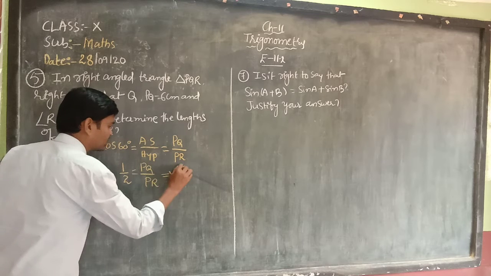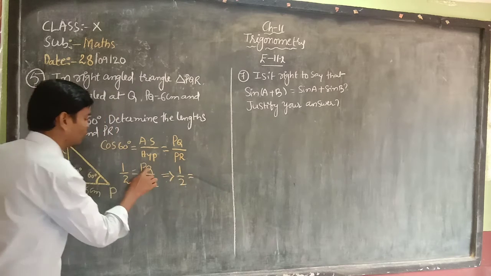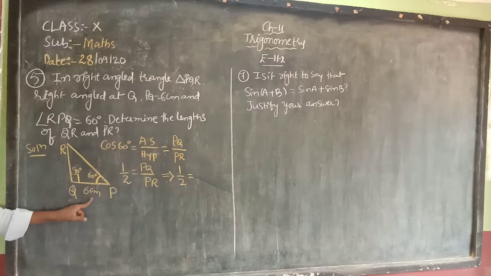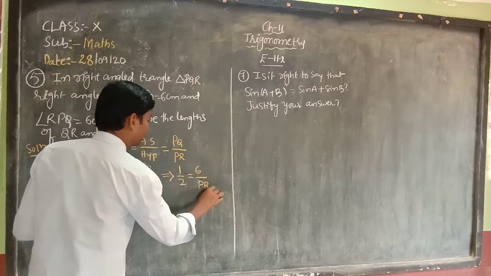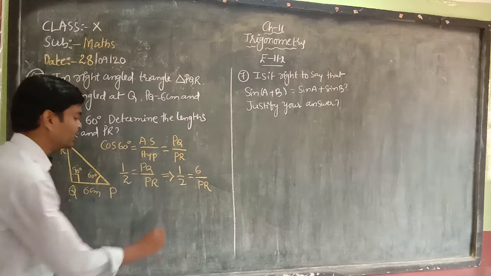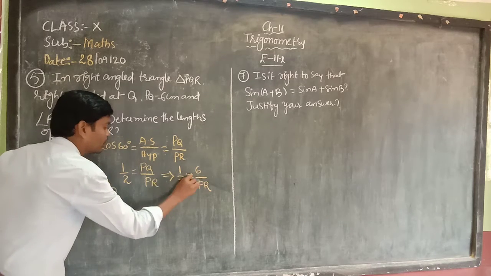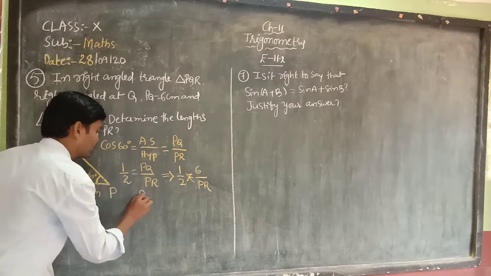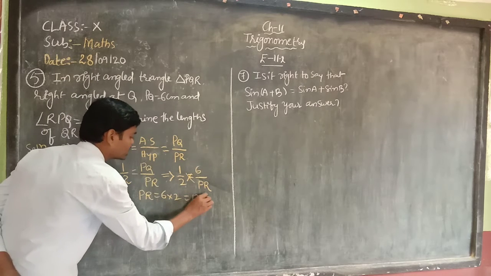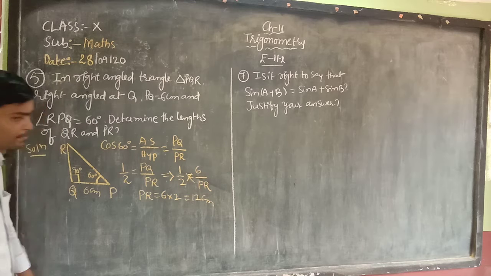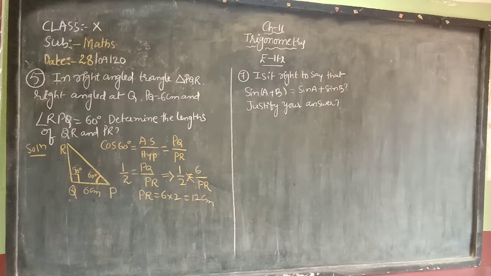That implies 1 by 2 is equals to, what is the value of PQ here? 6. 6 by PR. Now by cross multiplying, PR is equal to 6 into 2, that is equals to 12 centimeters.